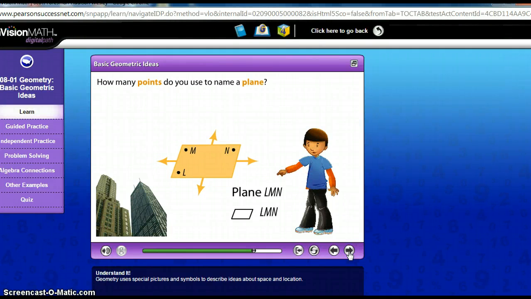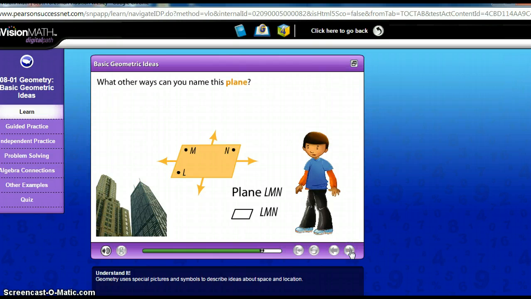How many points do you use to name a plane? You use 3. With the line, you use 2. With the plane, you use 3. To name a plane, you use any 3 points in the plane in any order. Could you use more than 3 points? Well, in the work that they give you, they're probably only going to list 3 points. And then you can put them in any order. So it's mostly 3.